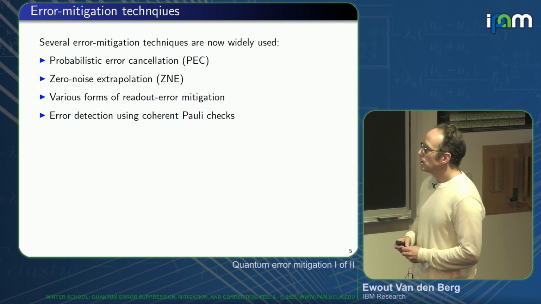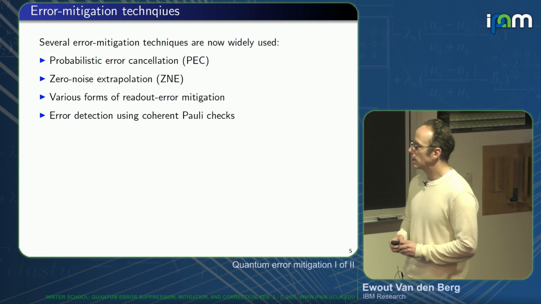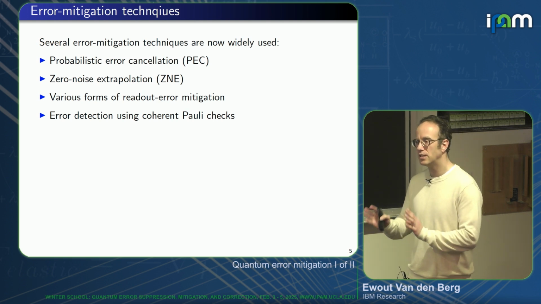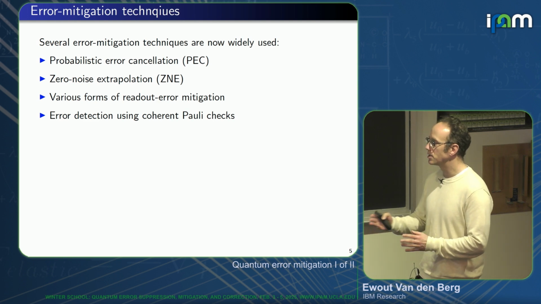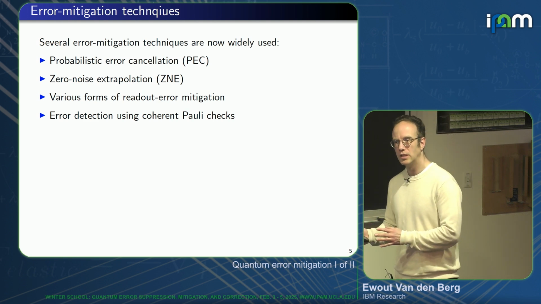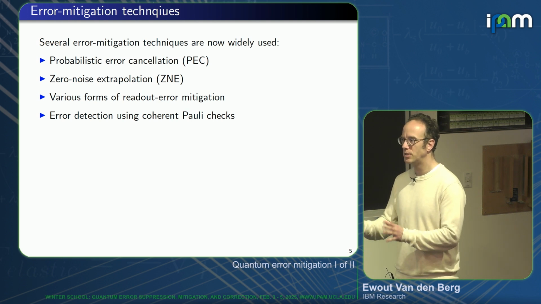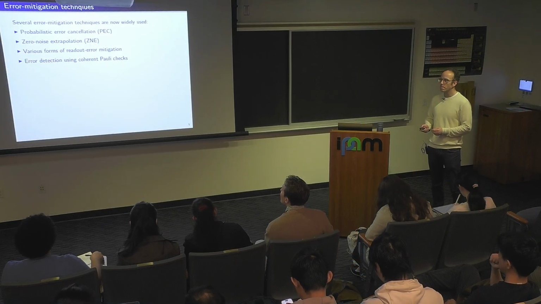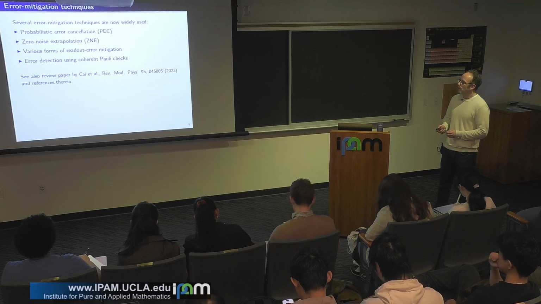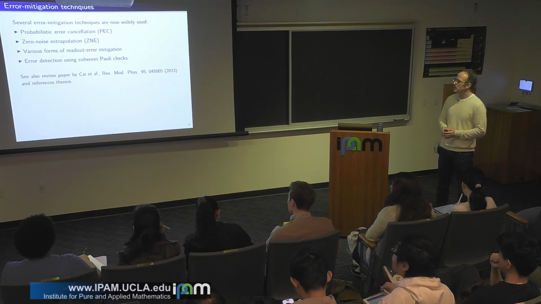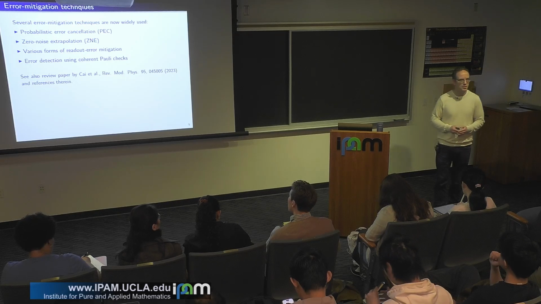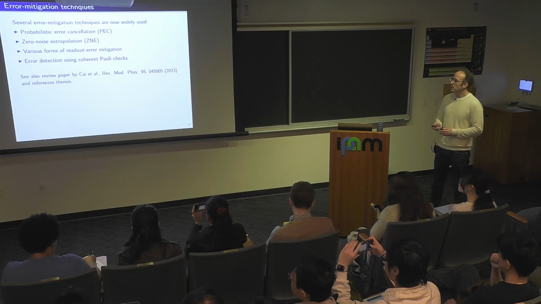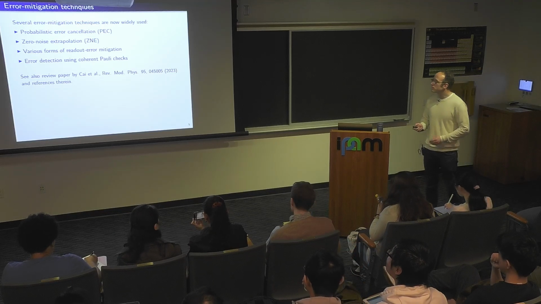So a fourth one here is error detection using coherent Pauli checks. This is a technique that tries to improve the individual shots, not just the average observable value. So it's a little more difficult to do this on a shot-by-shot basis, because when you average, you have a lot more freedom to do certain operations. Okay, and this is just a review paper that reviews a lot of error mitigation techniques. So if you're interested, that might be a good source of references and pointers.